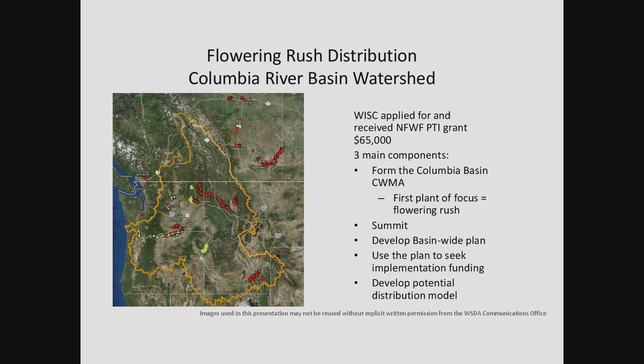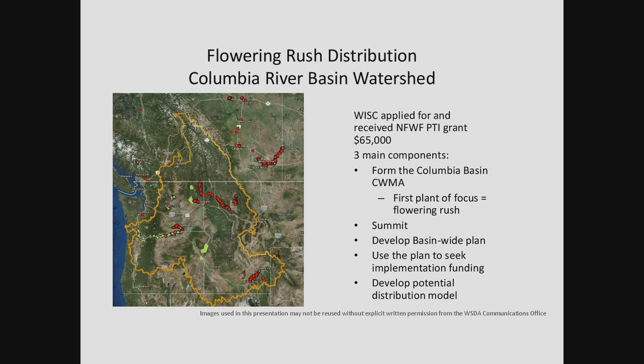So a few years back, the Invasive Species Council and Justin Bush got a grant to form a Columbia Basin Cooperative Weed Management Area. And our first plant to focus on is flowering rush. You can see the CWMA involves Montana, Idaho, Oregon, Washington, and provinces in Canada. And we're working on developing a basin-wide plan, and in order to do that, we kind of have to know what we have and where it is.